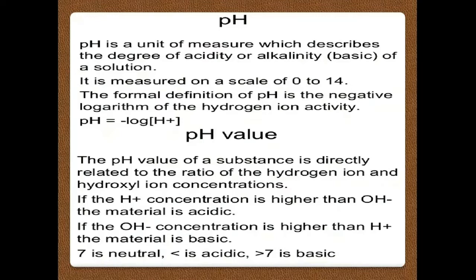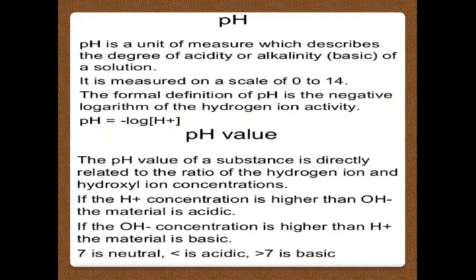Then, pH value. What is pH value? The pH value of a substance is directly related to the ratio of hydrogen ion, that is H+ ion, and OH- ion, hydroxyl ion, concentrations. If the concentration of H+, that is proton, is higher than the concentration of OH- ion, then that solution is acidic because H+ ion concentration is very high. Suppose the OH- ion concentration, hydroxyl ion concentration, is higher than the proton, that is H+ ion concentration, then that solution is called a basic solution.